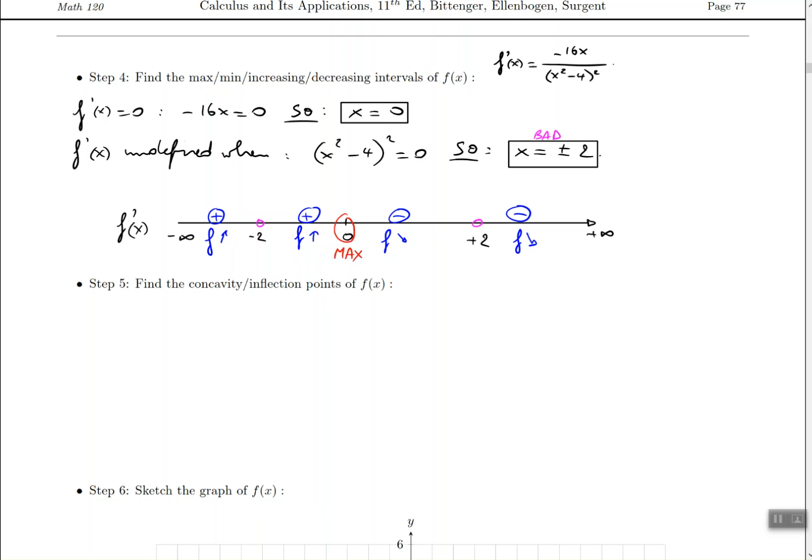Okay, so keep in mind that 2 and negative 2 are neither max nor mins. Okay, for two reasons. First of all, we didn't change the sign, so that's why there's not going to be a max or min. The other reason is, well, they were forbidden numbers.